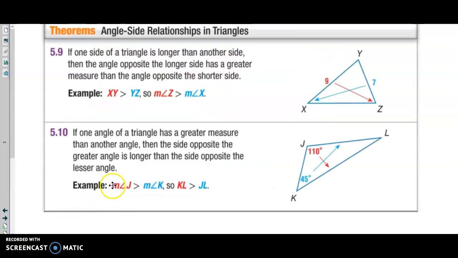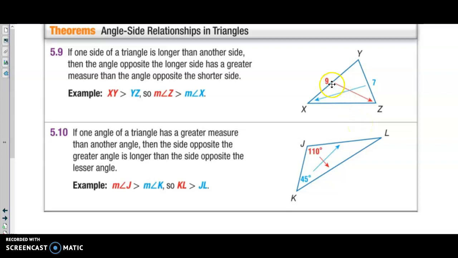The other relationships that we're going to be talking about are a little easier, I think, than that one. The first, this angle-side relationship, simply says that the largest side is across from the largest angle in a triangle, and vice versa. The smallest side is across from the smallest angle. So here's a couple of examples.